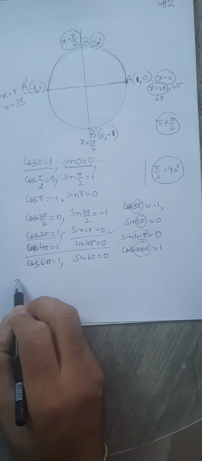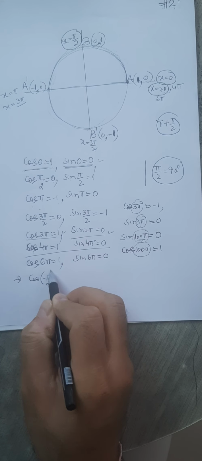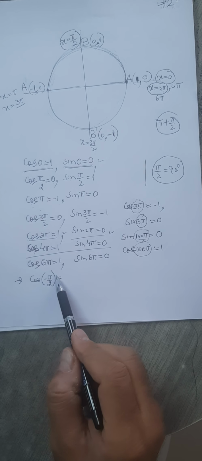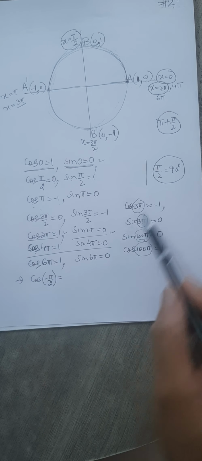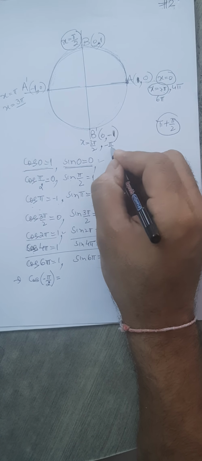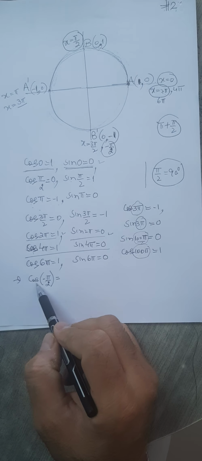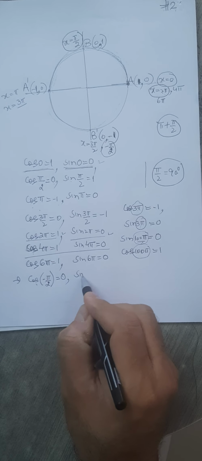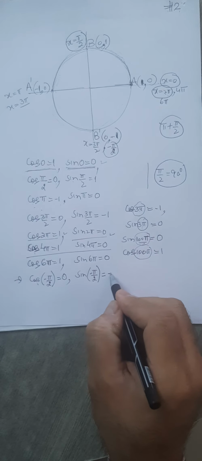Now, next, suppose I want cosine minus pi by 2. Now, the question is, where is minus pi by 2? Minus sign indicates that you are going in which direction? Clockwise. So I'm starting from here, I'll be here. You know that this is minus pi by 2. Now, cos function represents which coordinate? First coordinate, so cos minus pi by 2 is 0. What is sine minus pi by 2? Sine represents which coordinate? Second coordinate, so here minus 1.